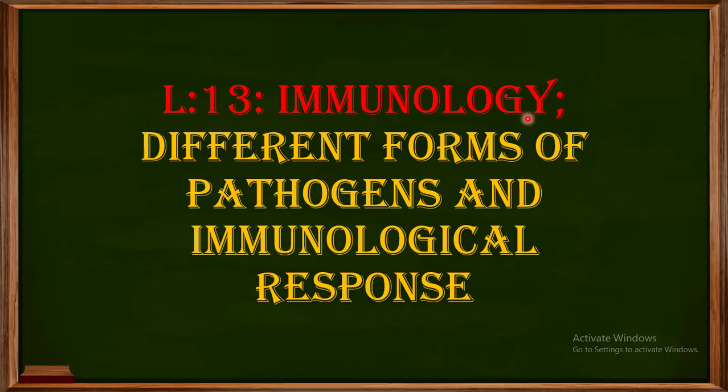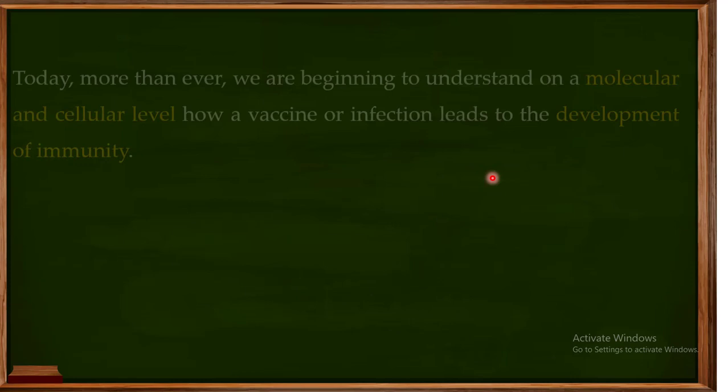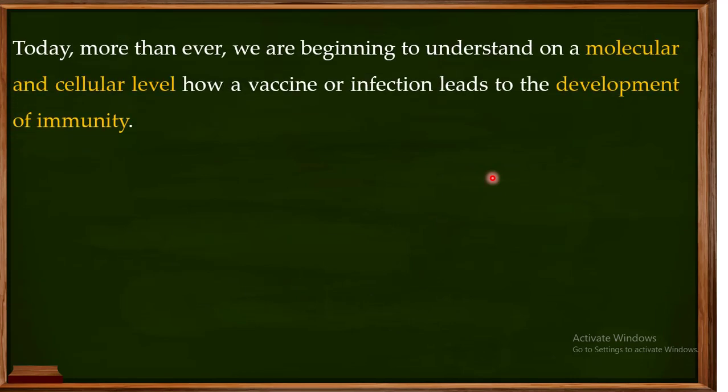In this particular video, I want to focus on the different forms of pathogens and the immunological response. In my previous videos, I've told you about a lot of experiments that have been carried out in history, and a lot of experimentation is going on in the current era. If you combine these experimentations, today more than ever we are beginning to understand, on a molecular and cellular level, how a vaccine or infection leads to the development of immunity. It is the combined result of experimentation carried on over more than a century that has led to this understanding on a molecular and cellular level.